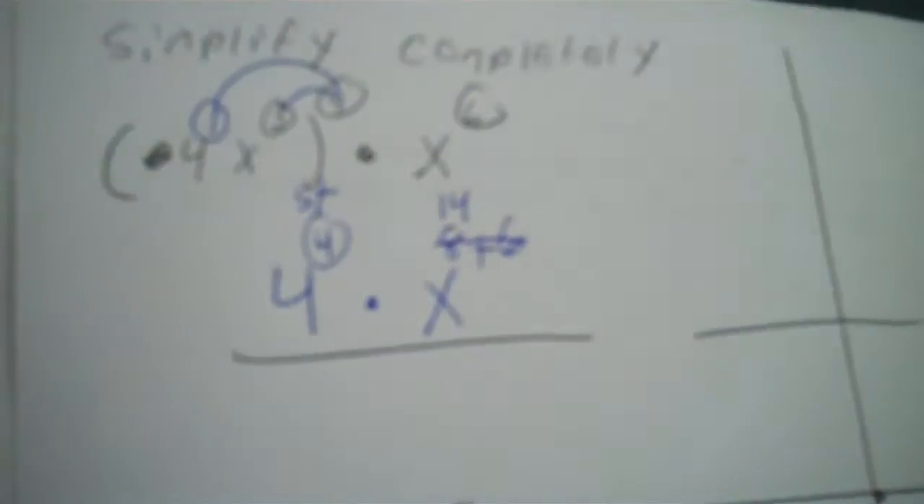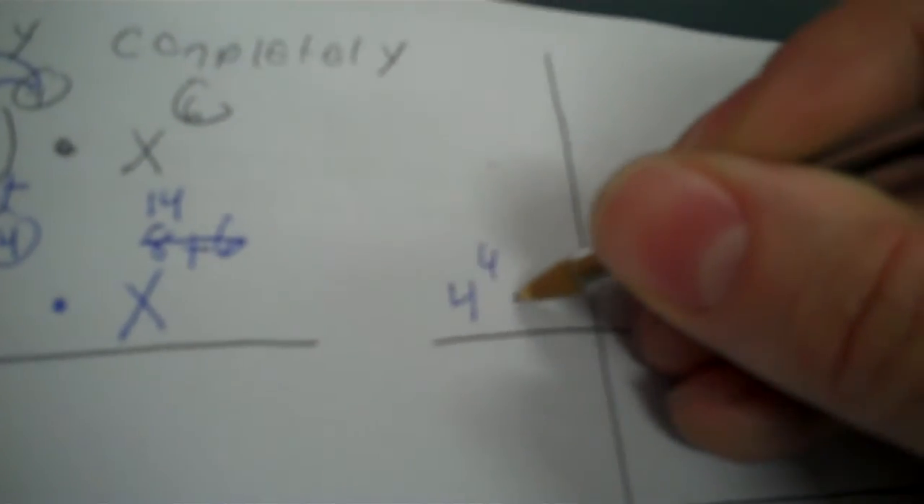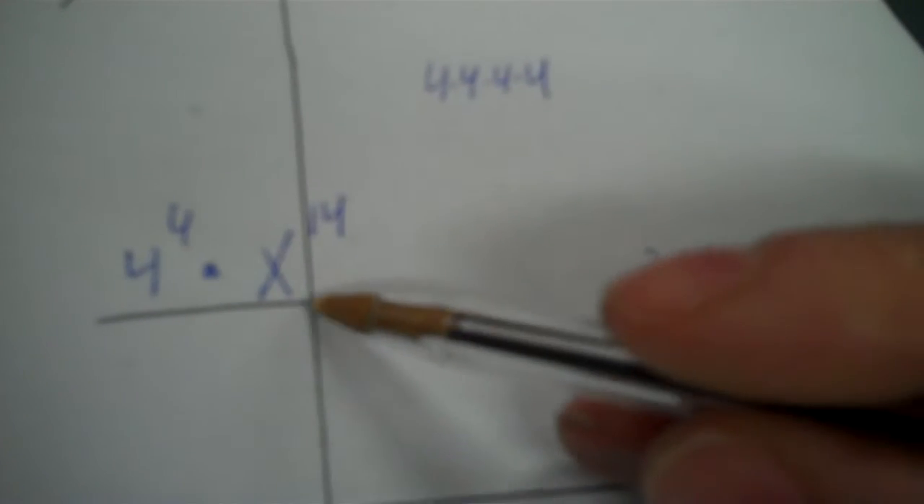Okay, so 4 to the 4th, the exponent's positive, it stays in position. It's on top, stays on top. 14's positive, it stays in position, so it's on top, it stays on top. 4 to the 4th, I need to evaluate. 4 times 4 times 4 times 4, and that's 256. Then the x to the 14th power would just stay the same. So there's your final answer, 256 times x to the 14th power.